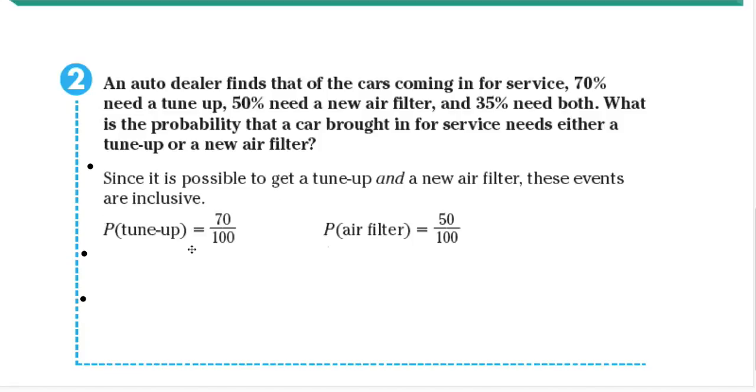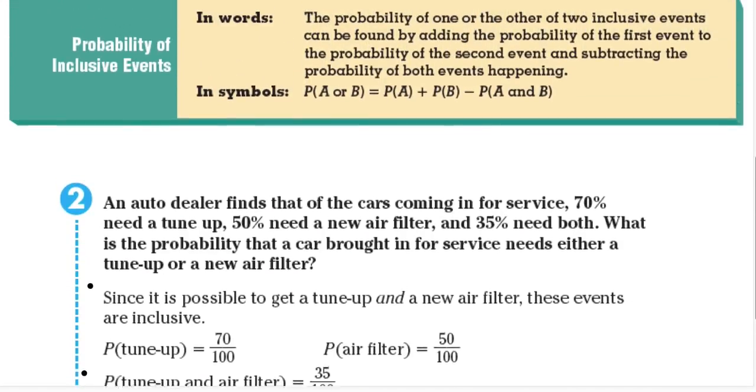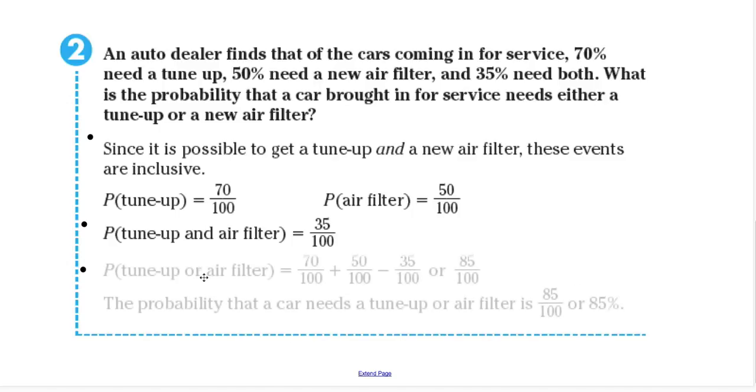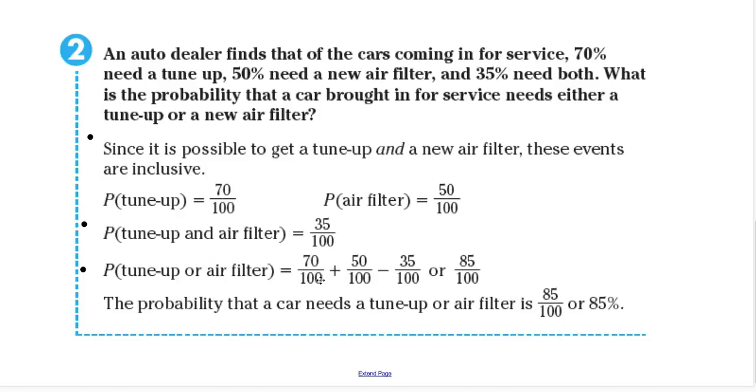So the probability of getting a tune-up is 70%, which is 70 out of 100. The probability of getting an air filter is 50% or 50 out of 100. Okay, and the probability of both of them would be 35 out of 100, tune-up and air filter. So just like what we did, we get the probability of A plus the probability of B, subtract the probability of both A and B happening at the same time. So in this case, 70 out of 100 for the tune-up, plus 50 out of 100, the probability of getting a filter, subtract the probability of getting a tune-up and an air filter, which will give you 85%. So the probability that the car needs a tune-up or an air filter is 85%. Okay?